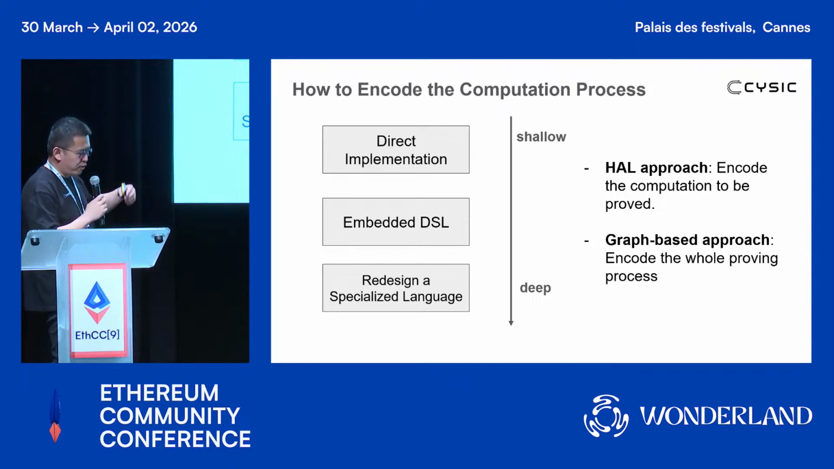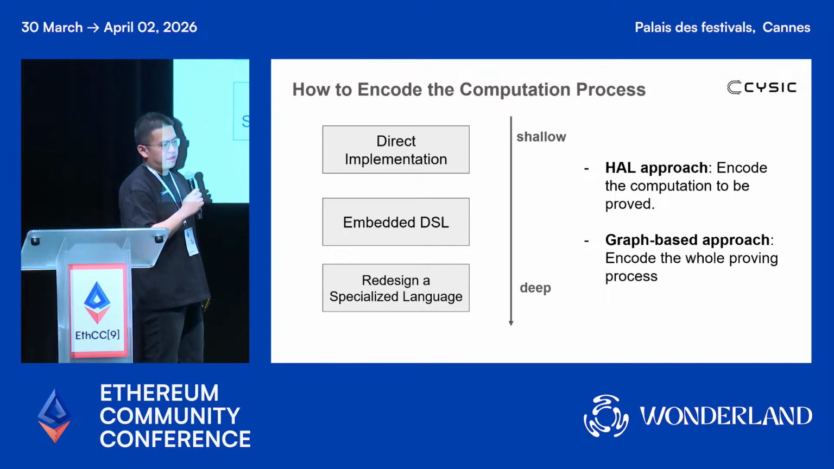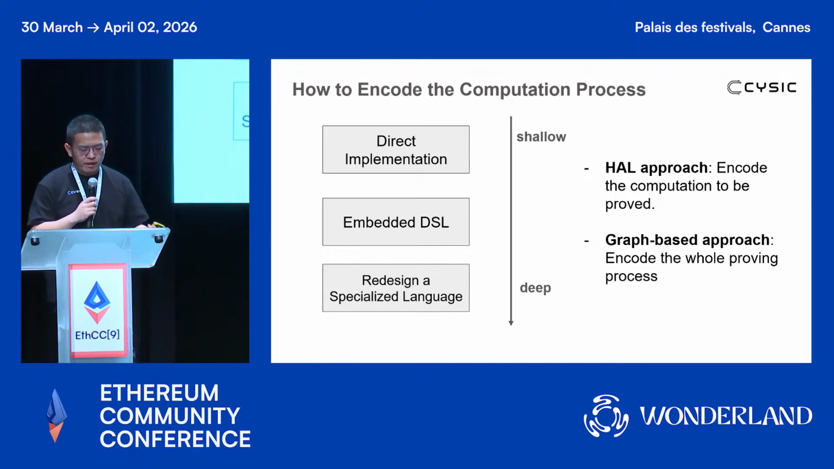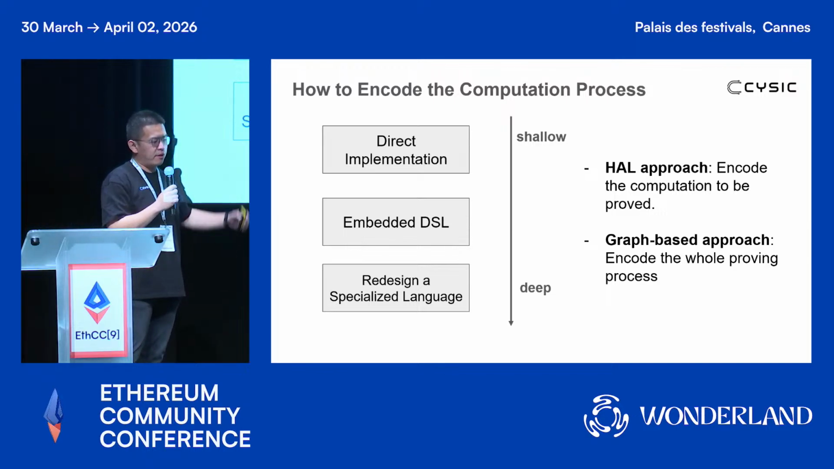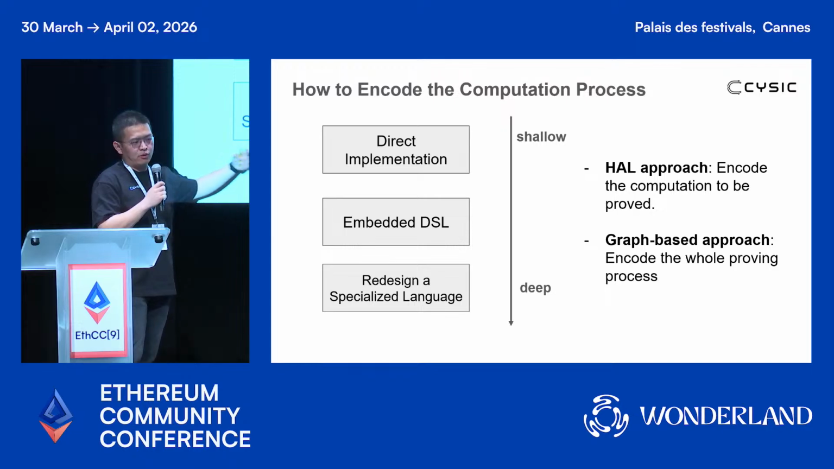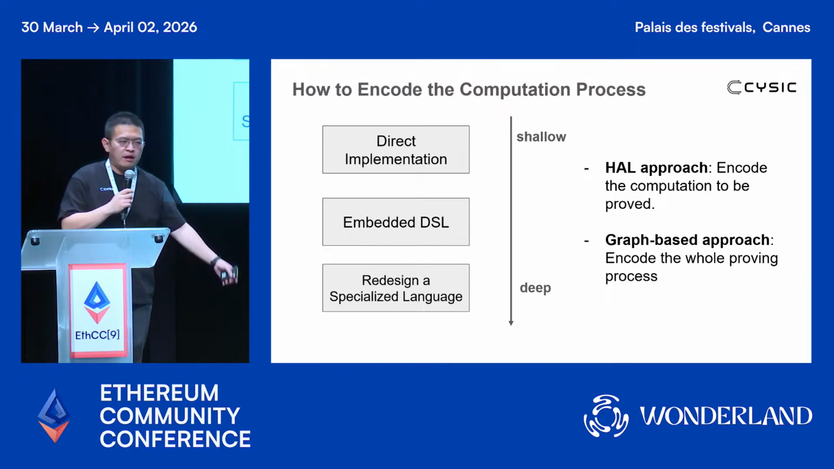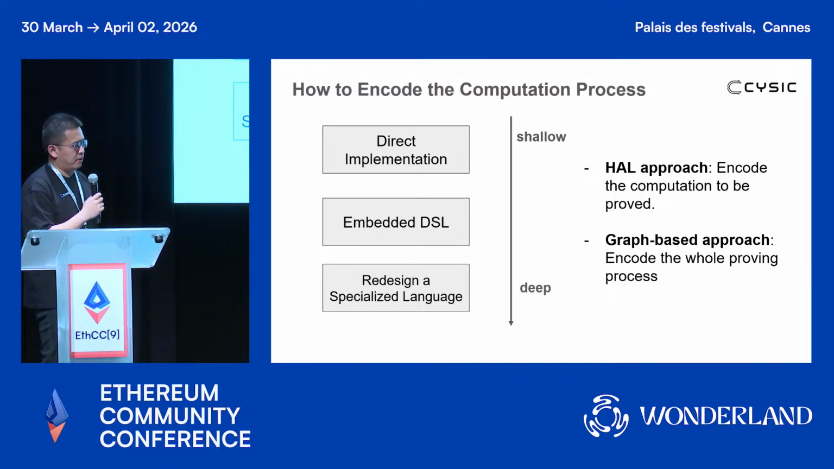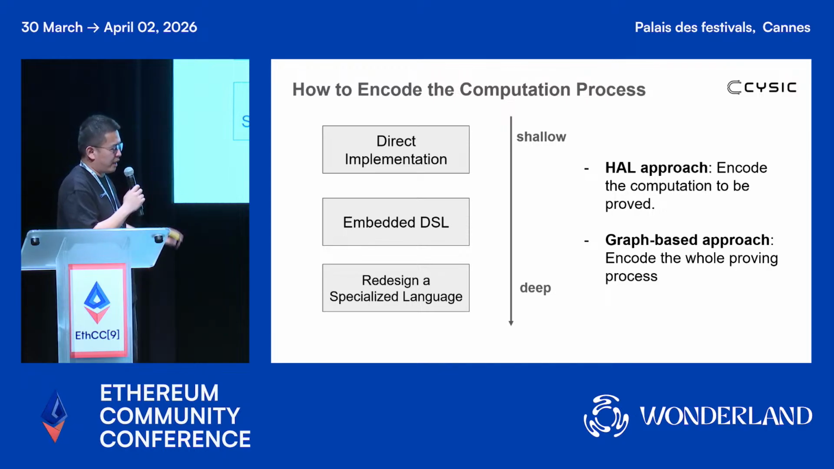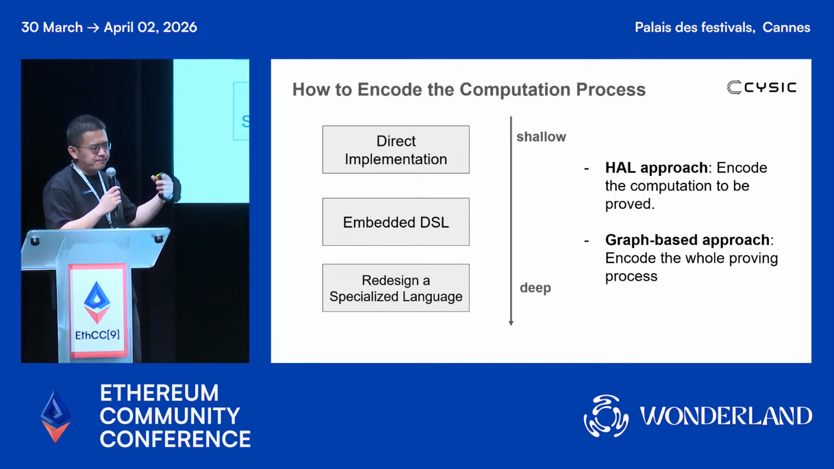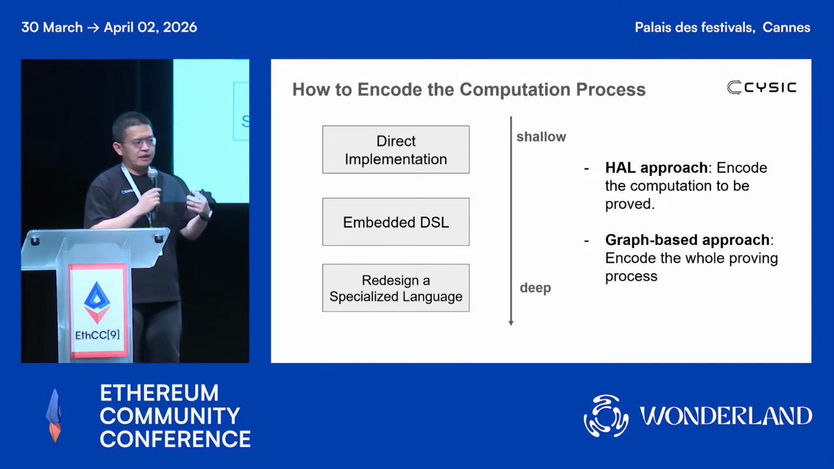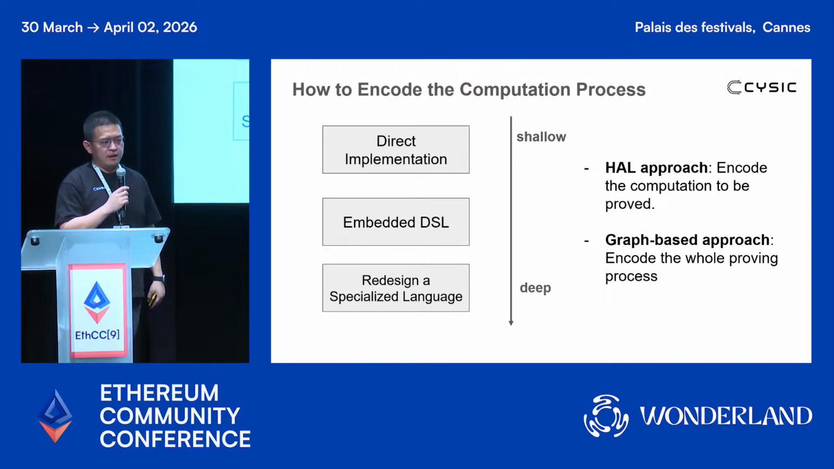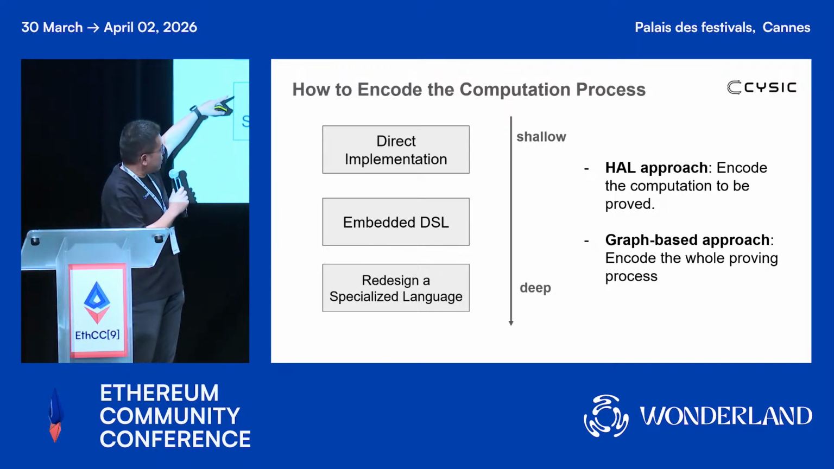And then let's move on to how the graph mode works. To warm this up, to implement a ZKVM, we have 3 approaches. The first is direct implementation, where you just directly implement the ZK proving function in Rust, in Python, or in some other languages, such as Gnark or Halo2, the original Halo2, I mean. And the second is that there is some embedded DSL in this direct implementation. So that's the second layer, from shallow to deep.